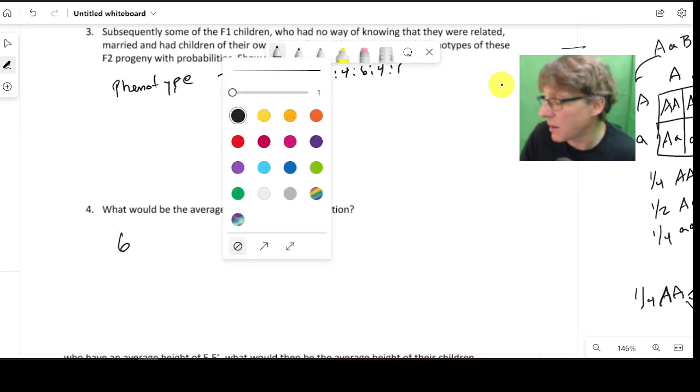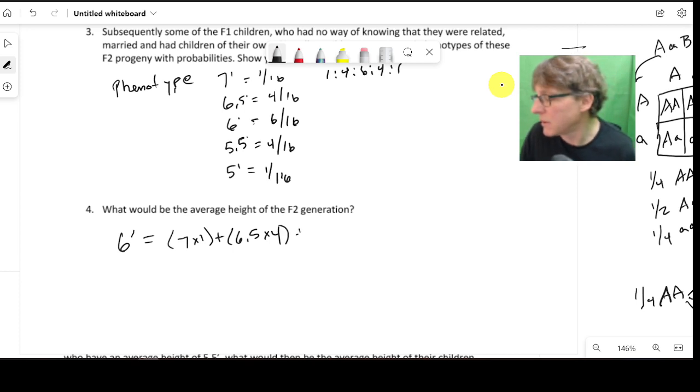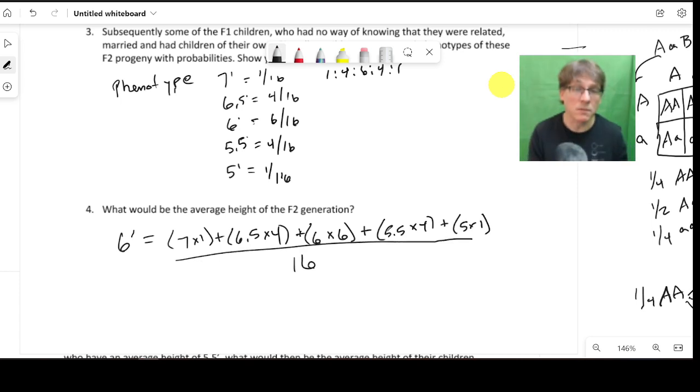Here we're going to have 6 feet because we have 7 feet times 1, plus 6.5 times 4, plus 6 times 6, plus 5.5 times 4, plus 5 times 1, divided by 16. We remember the principle that Edward East found, that it should be 6 feet, and mathematically it works out.